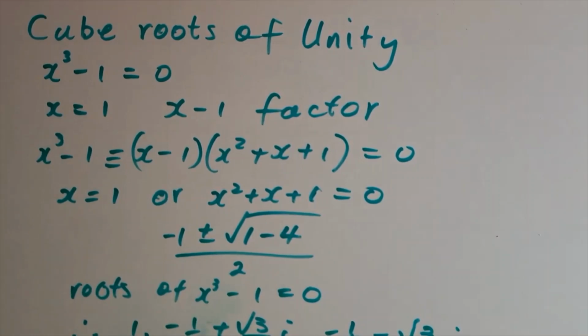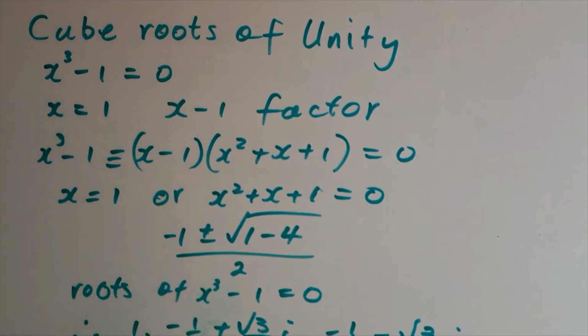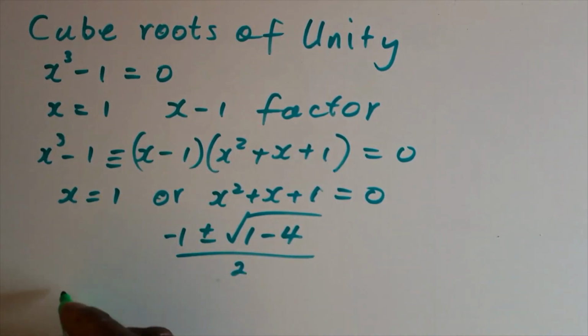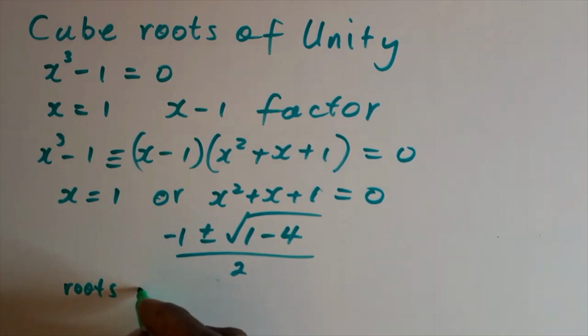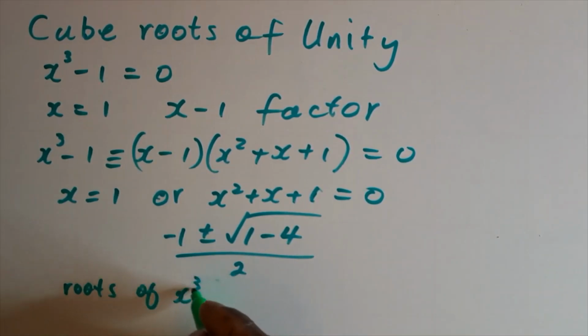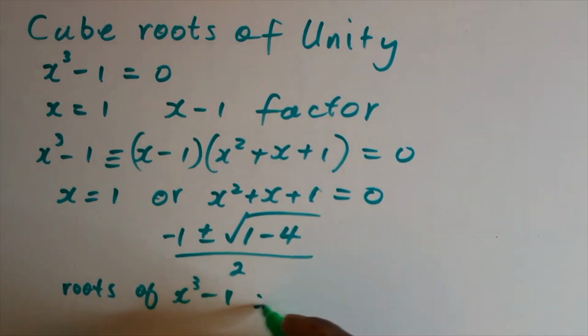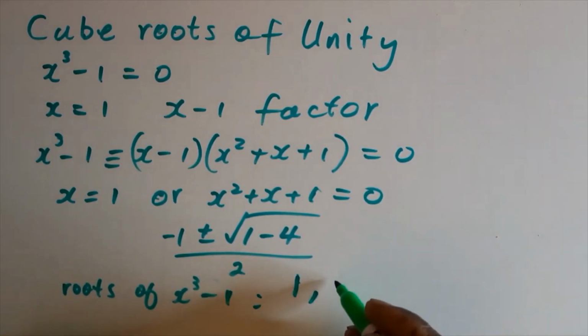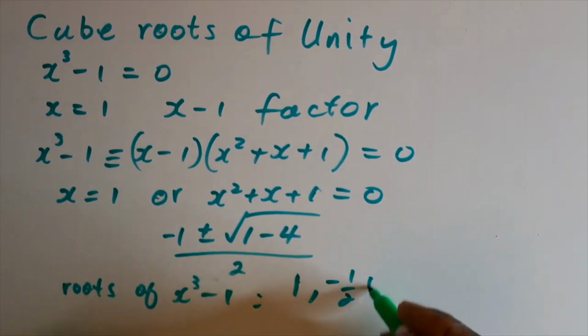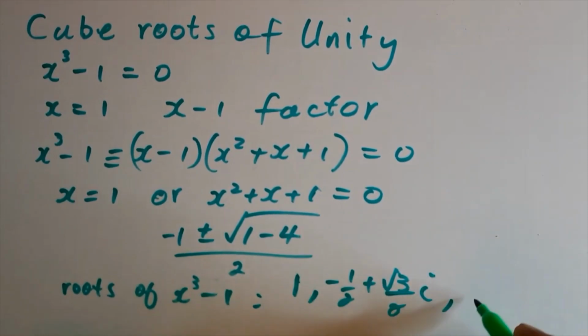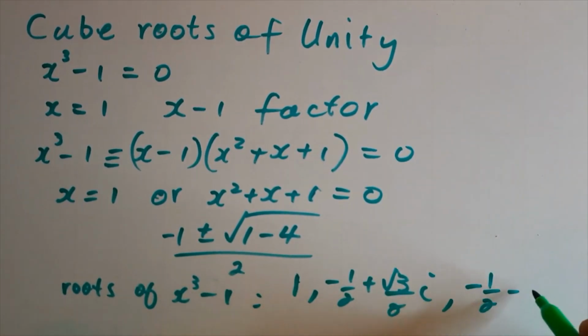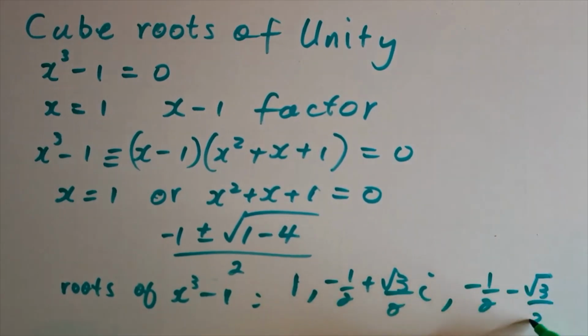Now let me rewrite that so you can actually see it. So the roots of x cubed minus 1 are 1, minus a half add root 3 over 2i, and minus a half minus root 3 over 2i.